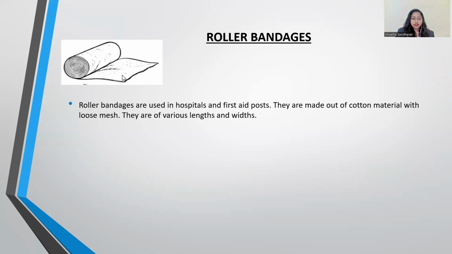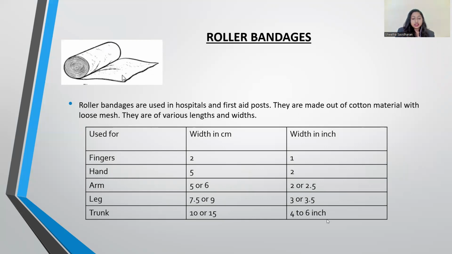For fingers, the width will be 2 centimeters, or 1 inch. Hand will be 5 centimeters or 2 inches. Arm, it will be 5 or 6 centimeters, or 2 to 2.5 inches. Leg, it will be 7.5 or 9 centimeters, in inches 3 to 3.5. Trunk, it will be 10 to 15 centimeters, and in inches 4 to 6 inches. So as I told you, depending upon the area, the size and width of the roller bandage will vary.